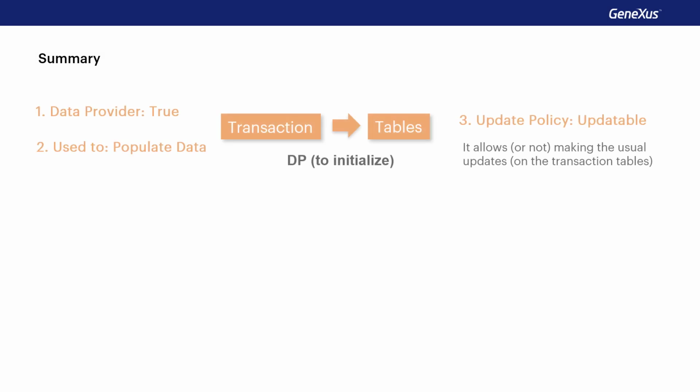Let's review the concepts that we've learned. When the data provider property at a transaction level takes the true value, Genexus asks us what we're going to use it for. If we indicate that we'll use it to populate the table with data, then the transaction will generate its corresponding associated tables. Through the update policy property, we will allow, or not, the updating of records in the usual way.